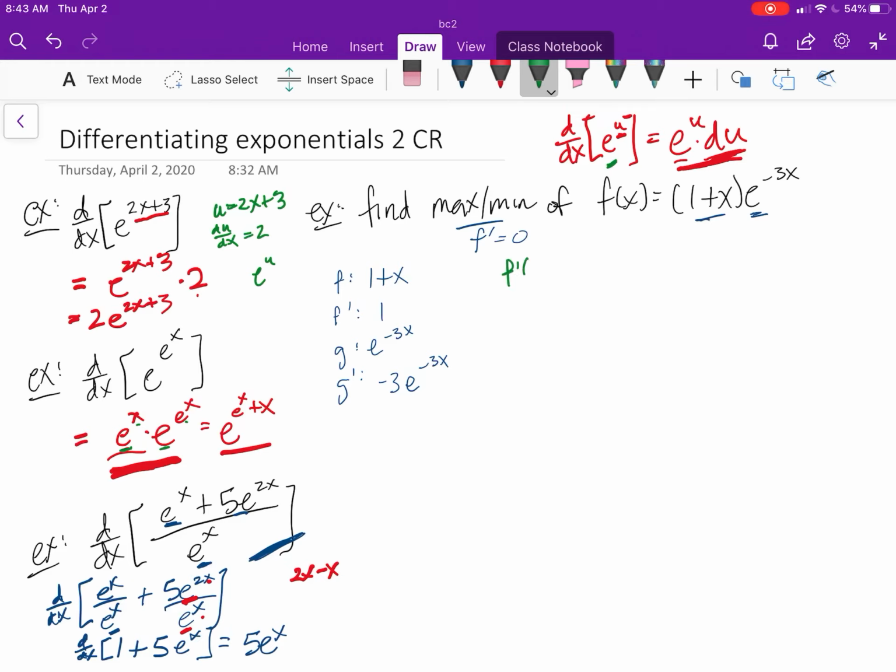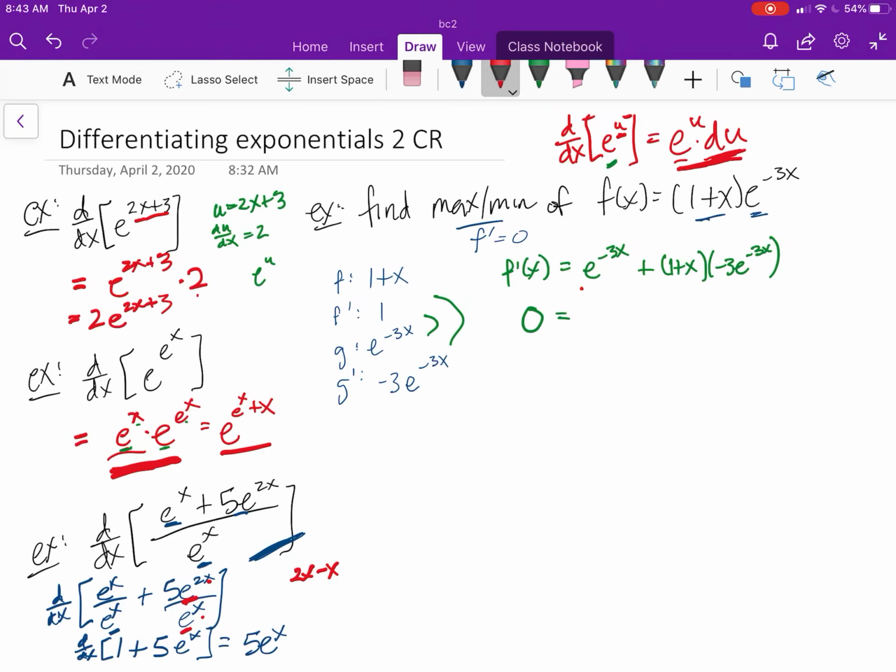So the derivative f prime of x is f prime g, 1 times e to the negative 3x, plus fg prime, 1 plus x, multiplied by negative 3e to the negative 3x. Now remember, we're finding max or min, which means we need to set the derivative equal to 0. But solving this whole thing equal to 0, it looks kind of rough. So that's where this whole factoring comes into play.